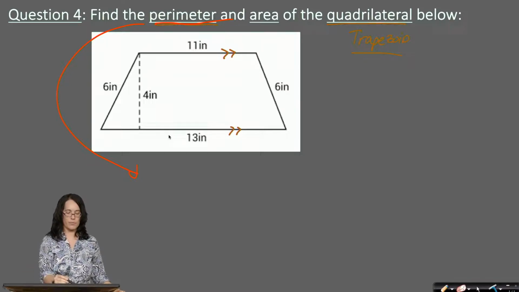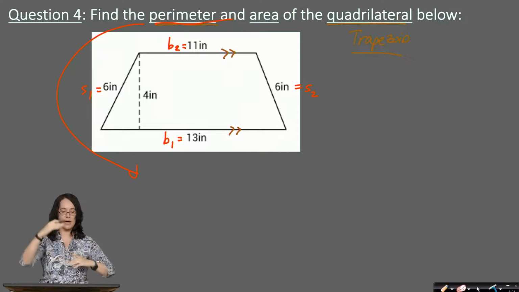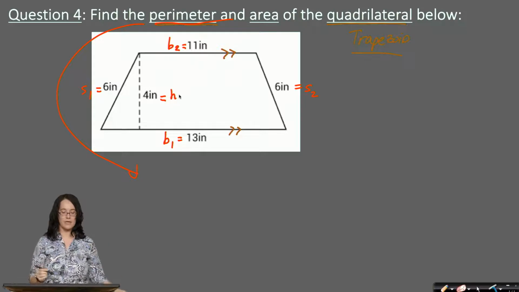So you have, let's call this like base 1, B1, and base 2. Let's call this like slant 1 and slant 2. Okay, now I call it slant, I don't call it H, right? H represents height, a vertical altitude from the top to the bottom. So that 4 inches would actually be your H. So make sure you understand the difference. So if we're finding the perimeter here, perimeter would just be add up all of the external sides, right?